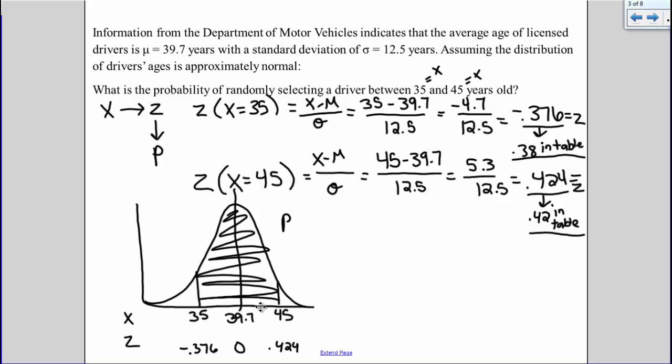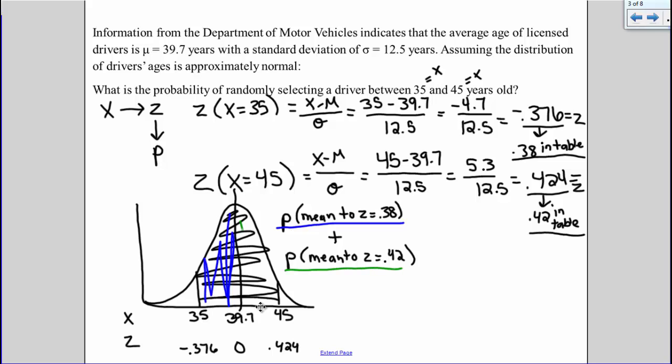So we'll take the proportion of scores between the mean and a z of 0.38 and add that to the proportion of scores between the mean and z equals 0.42. So if we color code this, that would be this, and that would be this section of the graph. Just add those two together and you get exactly what you are looking for.